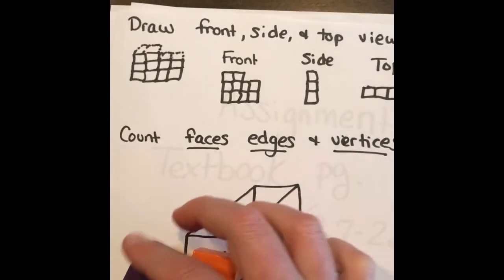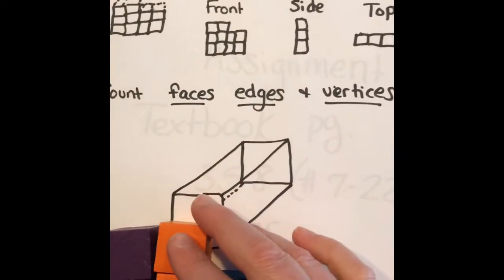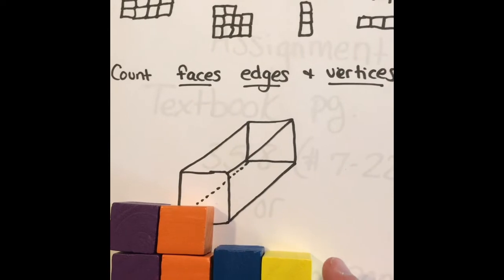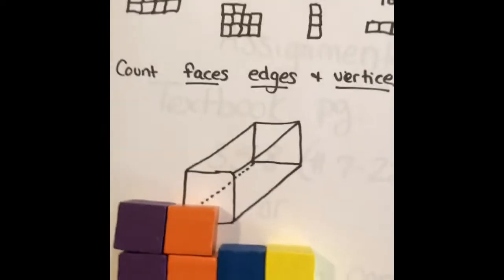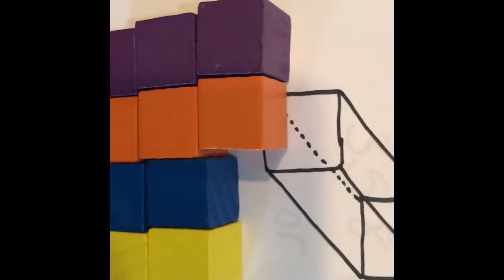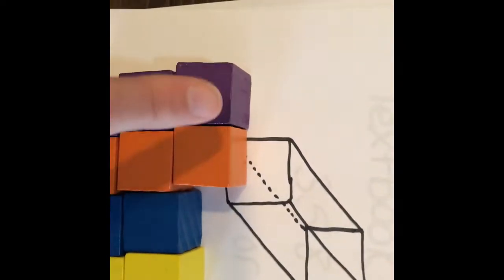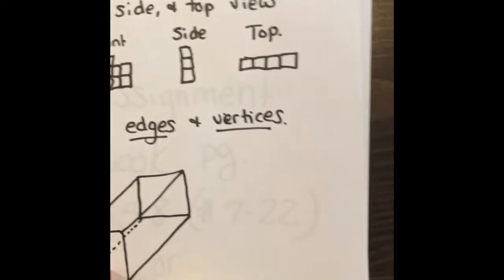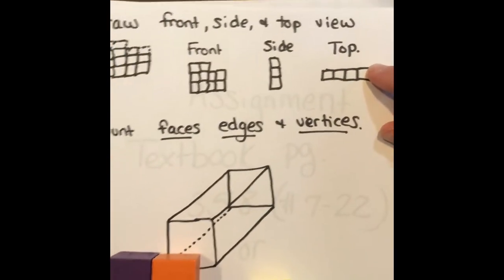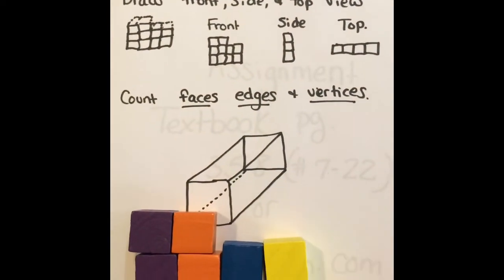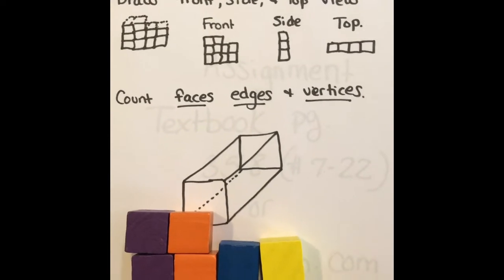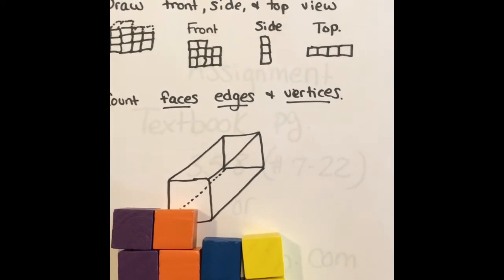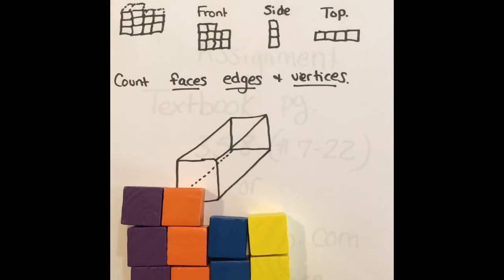And then if you looked at it from the top, what would you see from the top? You would see the purple, orange, blue, and yellow on the top. So you would see 4 going across, which is what this one is. So hopefully that helps you on those problems. You're going to have to imagine that you have it in your hands and that you're looking at it from the front, the side, and the top view. Just do your best on those.